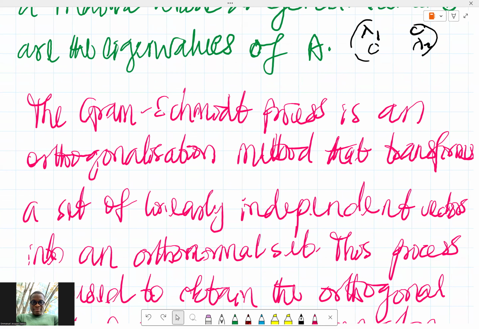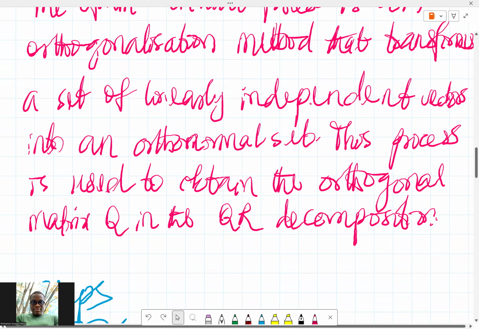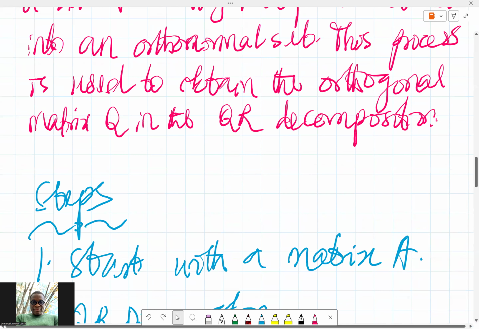One process that is necessary to make a matrix orthogonal is the Gram-Schmidt process. The Gram-Schmidt process is an orthogonalization method that transforms a set of linearly independent vectors into an orthonormal set. This process is used to obtain the orthogonal matrix Q in the QR decomposition. And these are the steps involved.